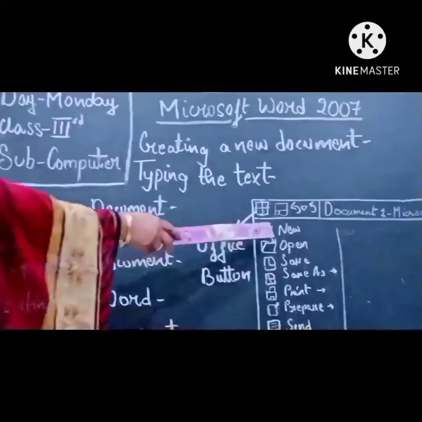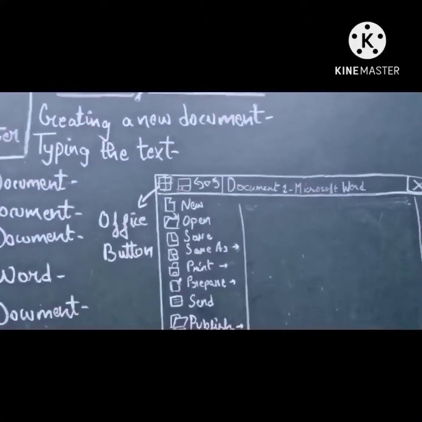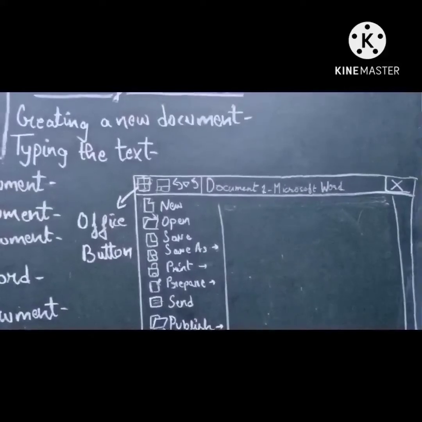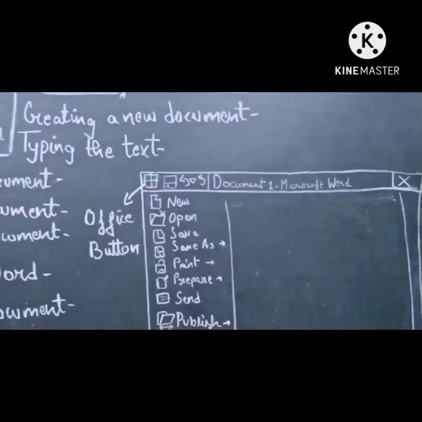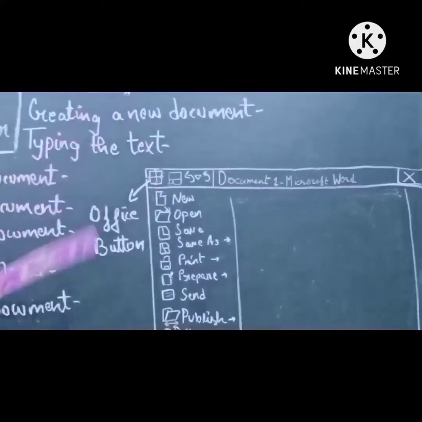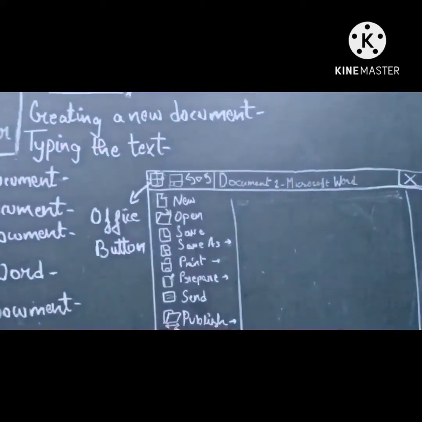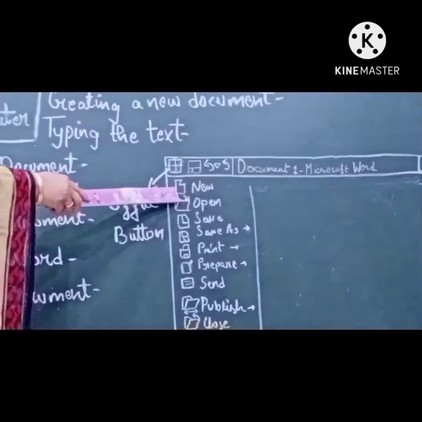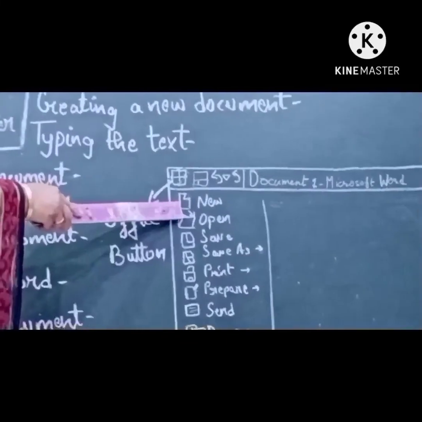This is the option of children, new. Children, how to create a new document? First you have to click on the Office button. This is the Office button, children. You have to click it here. Click on the Office button and select the new option. This one. The first option is the new option. You have to click the new option.